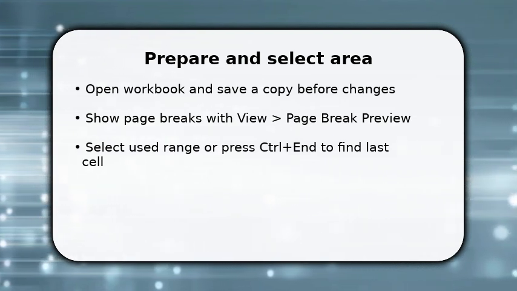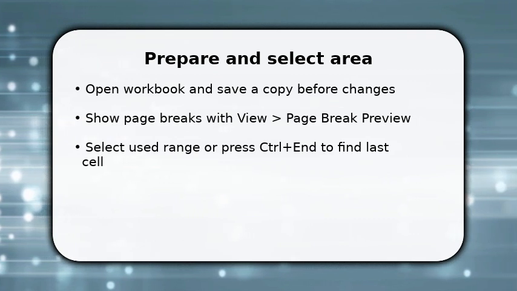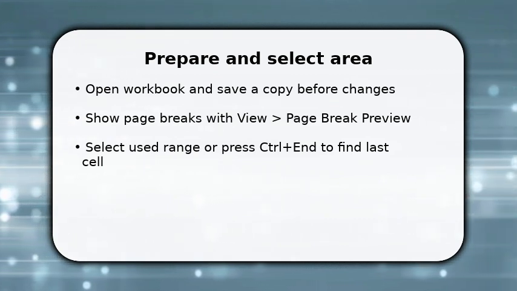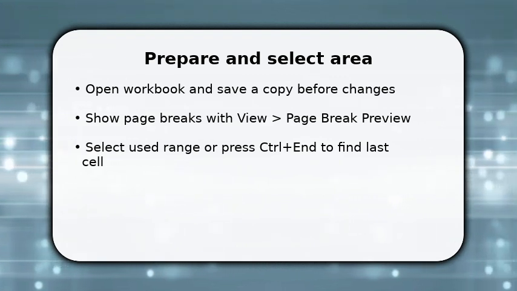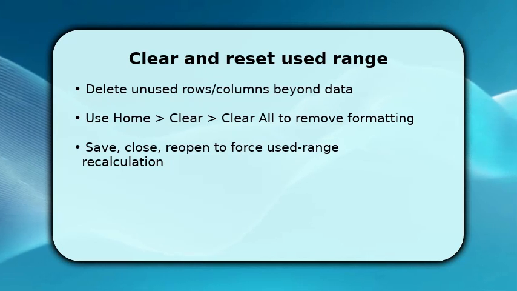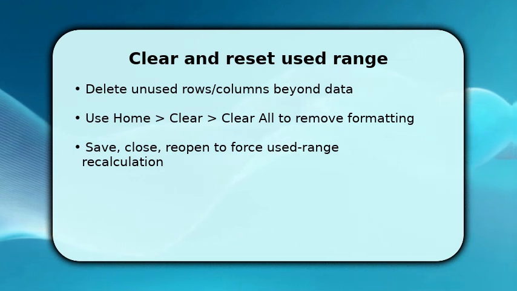Now press Ctrl+End to locate Excel's perceived last cell and select any truly blank rows and columns beyond your data. Deleting those resets Excel's used range and often removes the extra page. With the extra rows and columns selected, right-click and choose Delete, not just Clear, to remove them from the worksheet structure. This actually shifts the used range.